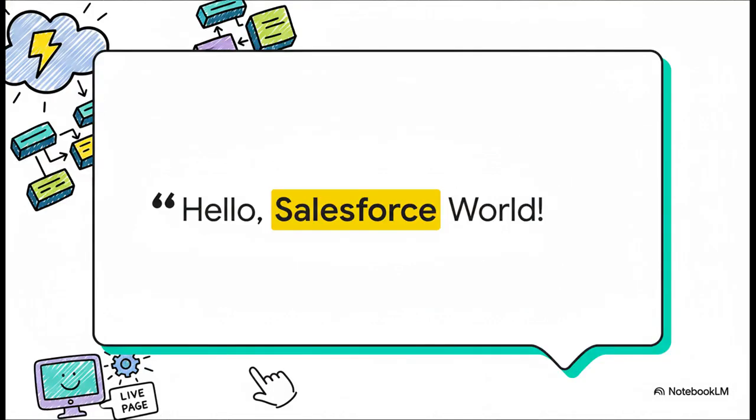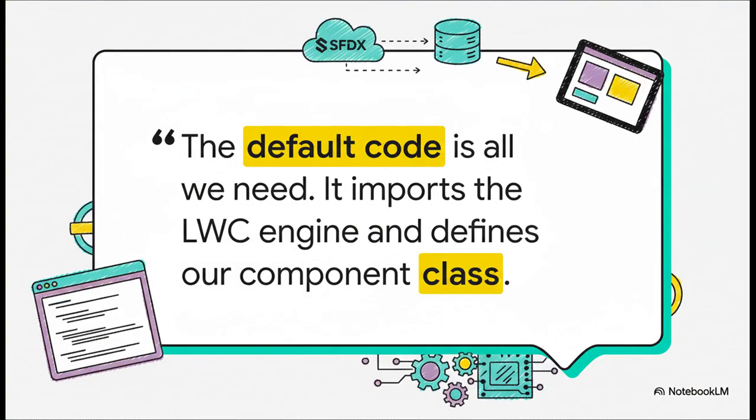So let's start with the HTML file. All we have to do here is open it up and, right between those 2 template tags, we'll type our message. Hello, Salesforce world. That's it. This is the visual part, what people will actually see on the screen. Next up is the JavaScript file. And here's the best part. For our first mission, we don't have to do a thing. The code that's already there is perfect. It's just the basic boilerplate that imports the LWC engine and gets our component ready to work. So we can just leave it alone.